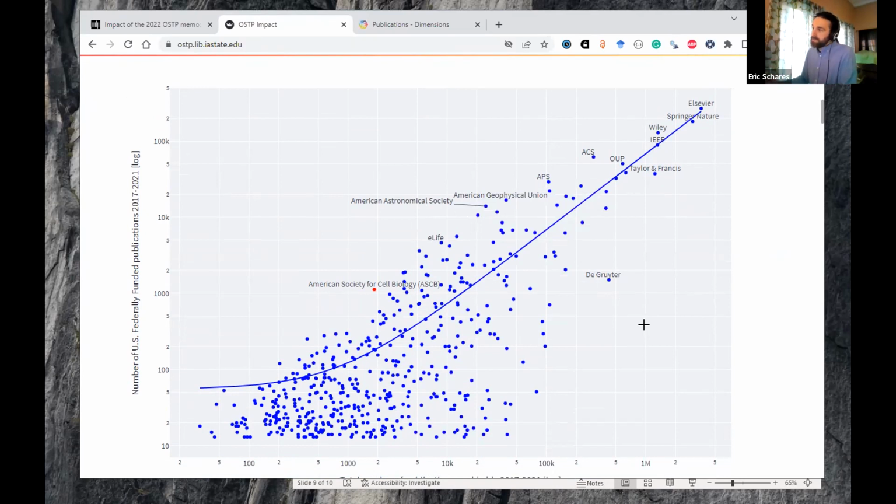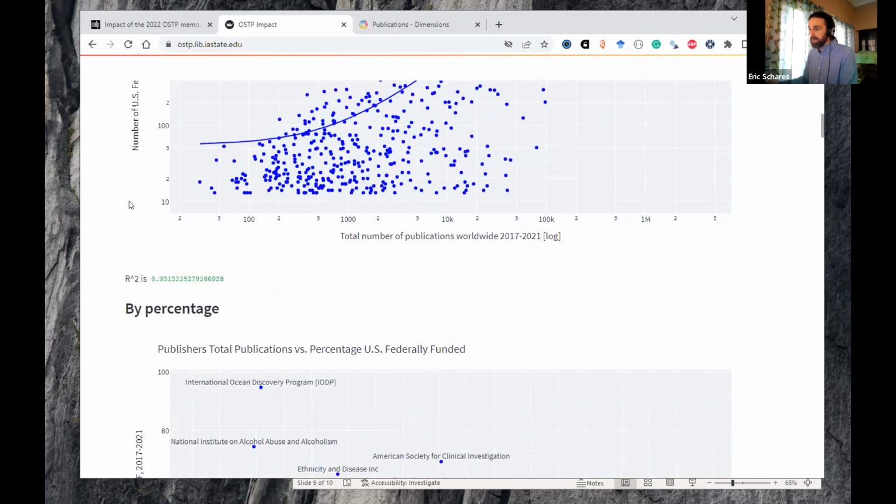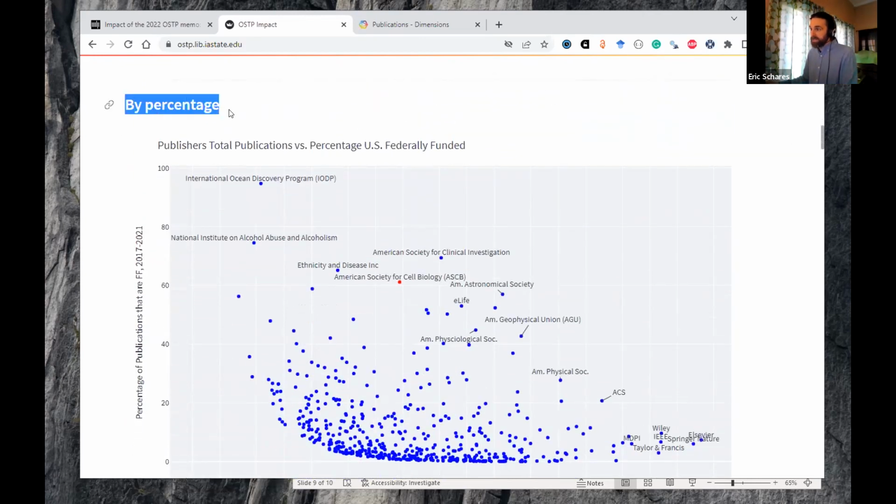So it might be tempting to say that publishers that appear above the trend line, or higher up in the graph, will be more affected by this new guidance, since they publish more papers that are going to fall under this new zero embargo with immediate public access. The problem with that is, again, this is only showing absolute numbers of publications, and the X and Y axes are on a log scale. So it's hard to figure out the exact proportion of articles that are federally funded, because these scales do not linearly increase. And so what we do then is we move down here and we look at by percentage.